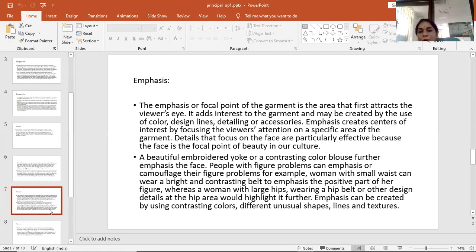People with figure problems, body shape problems can emphasize or camouflage their figure problems. For example, women with a small waist can wear a bright and contrasting belt to emphasize the positive part of her figure. Whereas a woman with large hips wearing a hip belt or other design details at the hip area would highlight it further. Emphasis can be created by using contrasting colors, different unusual shapes, lines and textures.